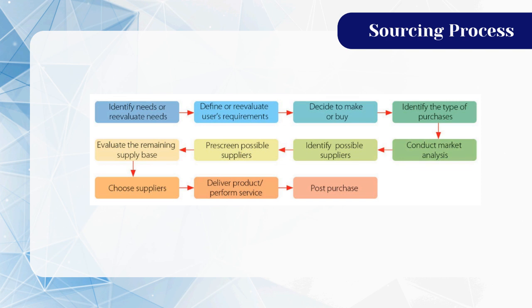Identify the type of purchases, do a market analysis based on that. Identify a host of possible suppliers, pre-screen them, go through a tender process, go through an RFQ, RFP, evaluate the remaining supplier base. So whoever has been shortlisted, basically, choose your supplier, deliver product or perform your service, and then you do a post-purchase.